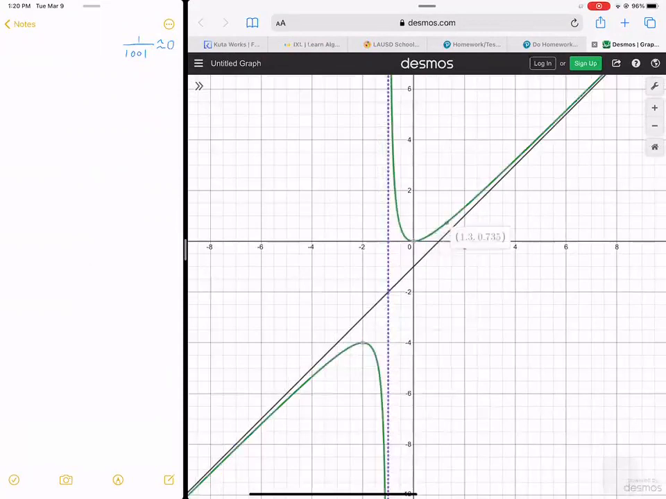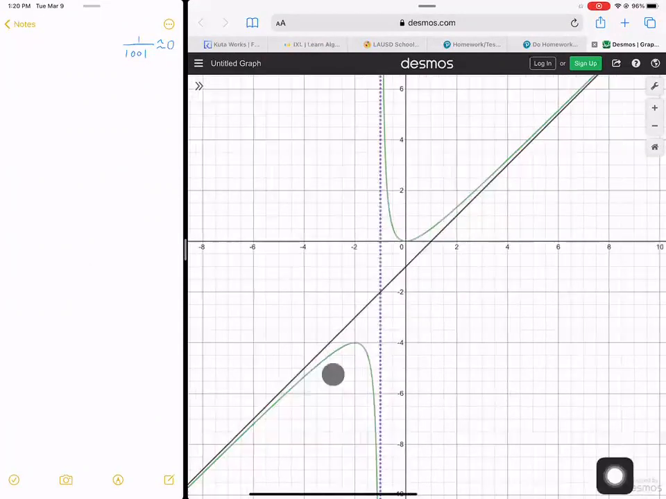As x gets larger, we don't flatline to 0. We don't flatline to anything. We become the line. Now, why is that again?